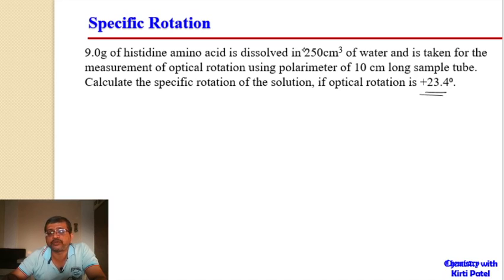So here you have been provided volume is given, gram is given, so gram upon ml you will be doing it. 9 upon 250 will give you the concentration. 10 centimeter length है means 1 decimeter ये है, और ये आपको थीटा दिया गया है. So you can easily calculate the specific rotation for this. This will be your assignment. You have to do it for the assignment.